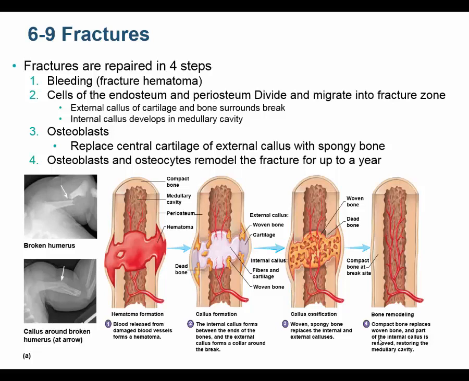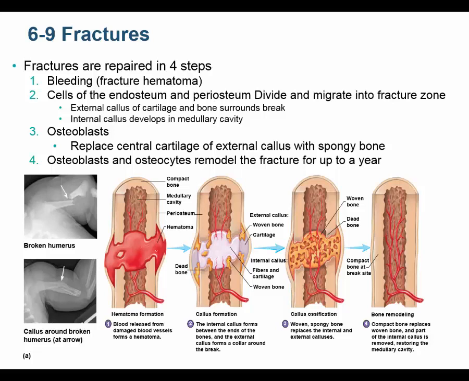So first of all, we break our bone. All right. So we have some bleeding going on. So here's my hematoma. Here's my bleeding going on right here. And I'm going to clot this bleeding, and that's the first step. And I'm going to release inflammatory cytokines like prostaglandins, histamines, and kinins. So inflammatory products are going to be released.